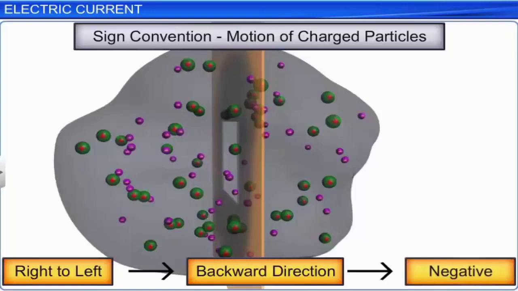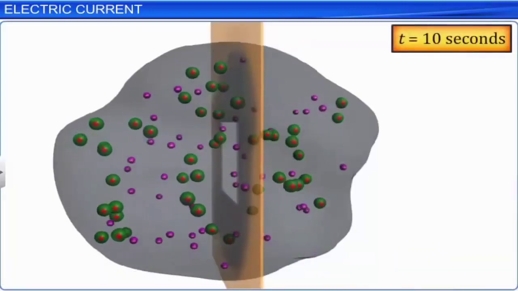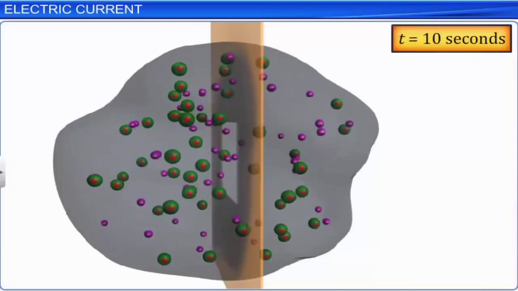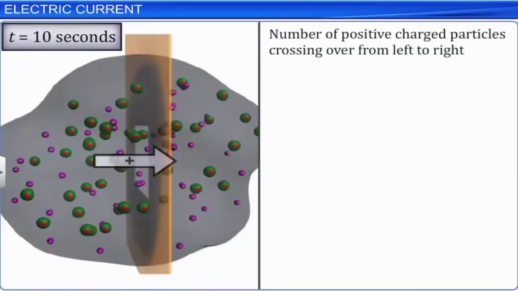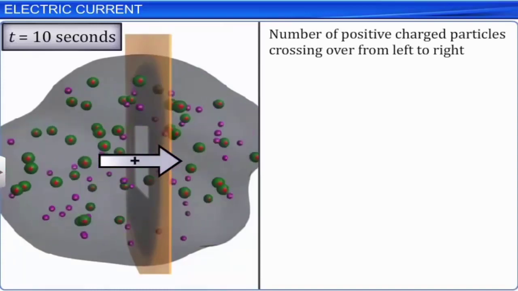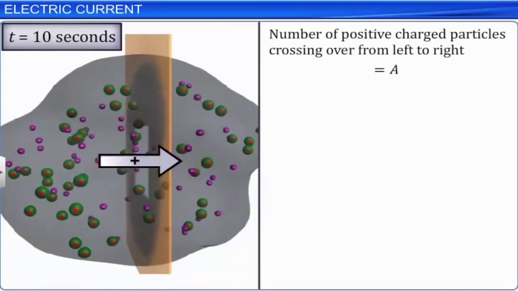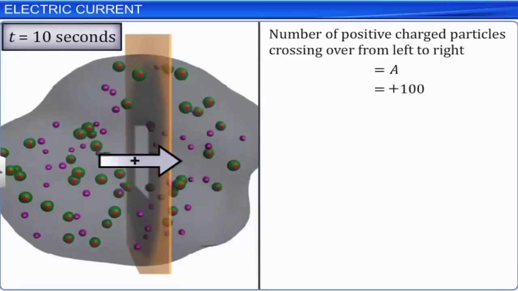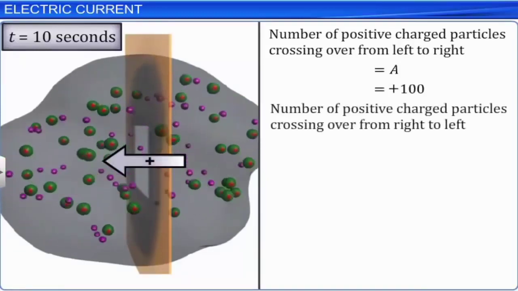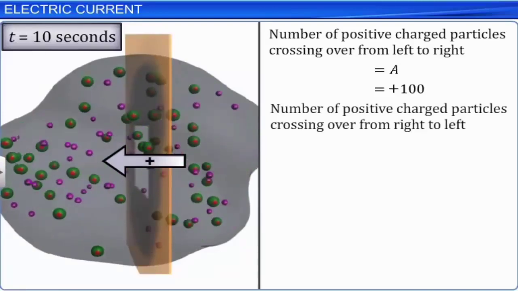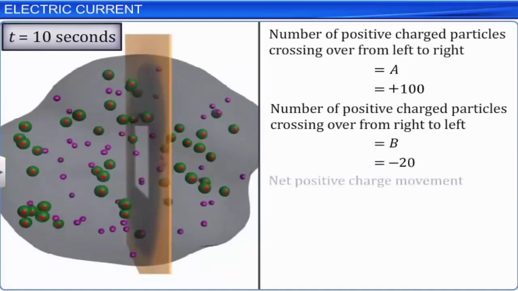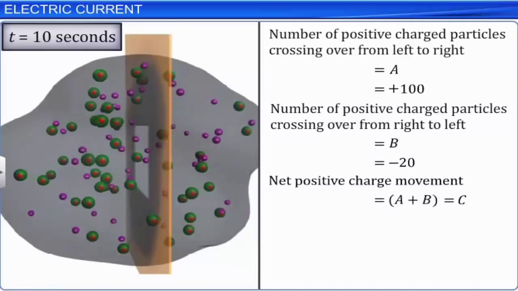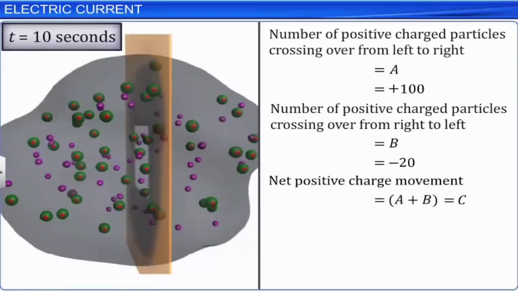In time t, which is equal to 10 seconds, let us assume that the number of positive charged particles crossing over from left to right is equal to A, which is equal to plus 100. The number of positive charged particles crossing over from right to left is equal to B, which is equal to minus 20. The net positive charge movement is A plus B is equal to C, which is equal to plus 80.